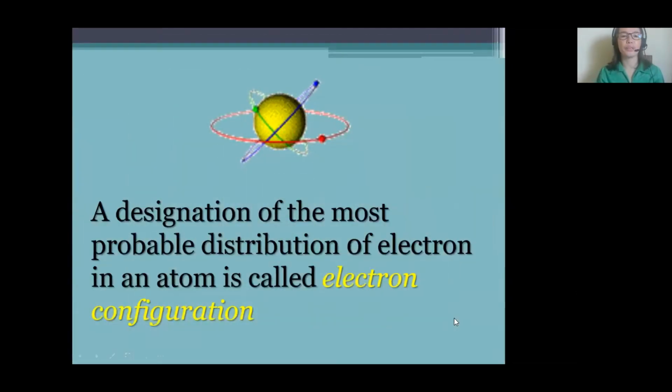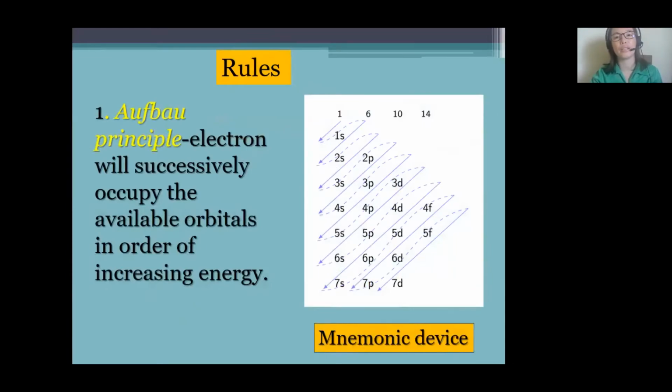Okay? So the designation of the most probable distribution of electrons in an atom is called electron configuration. So the quantum numbers that were explained a while ago will be applied in writing an atom's electron configuration. So again, this is the designation of the most probable distribution of electrons in an atom. And in writing the electron configuration, we can apply 3 rules.